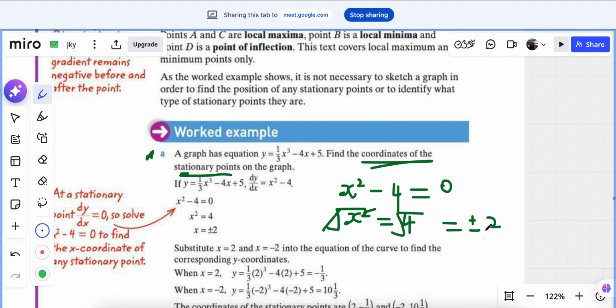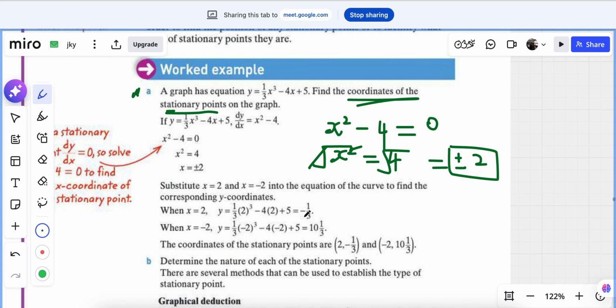These two values, we're going to substitute into the original function to find the two values of y. These are my answers for x, plus 2 and minus 2. You take them and put them here. If you put plus 2 here, 2 cubed is 8. 1 over 3 times 8, that means 8 over 3, minus 4 times 2, that's 8, plus 5. When you do that, you get negative 1 over 3.